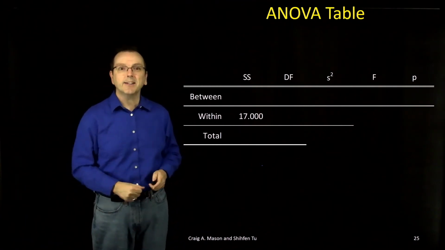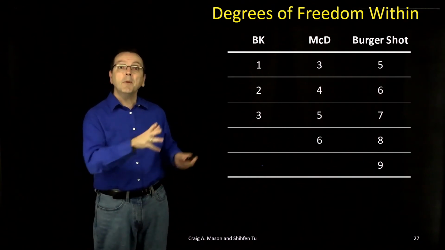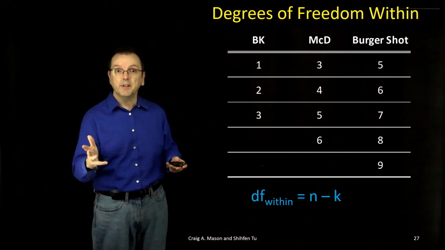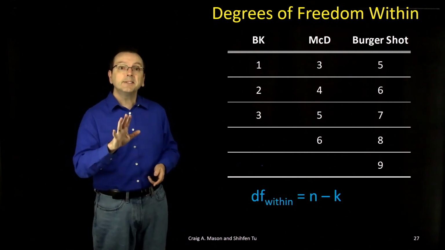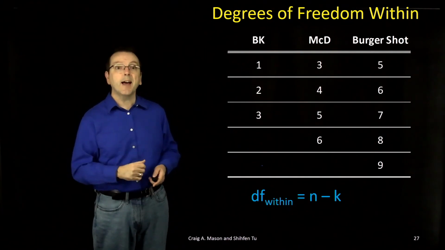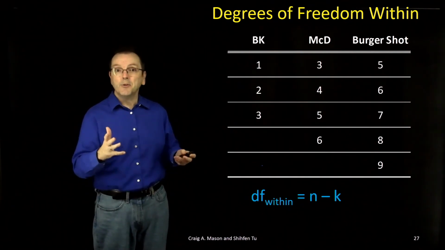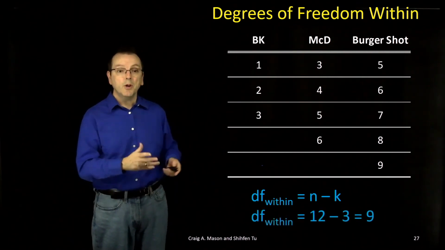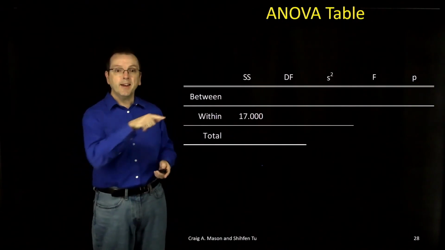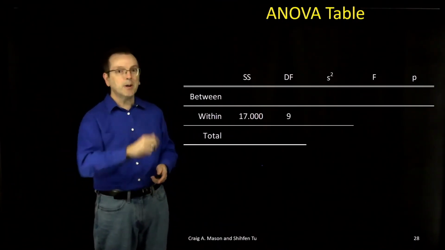Let's get back to our calculations. Now, the degrees of freedom within is simply the total n, 12 in this case, minus the number of groups, k, which is 3 in this example. So for this simple data, our degrees of freedom within is equal to 12 minus 3, or 9, which we can then put into our ANOVA table. All right, let's keep going.